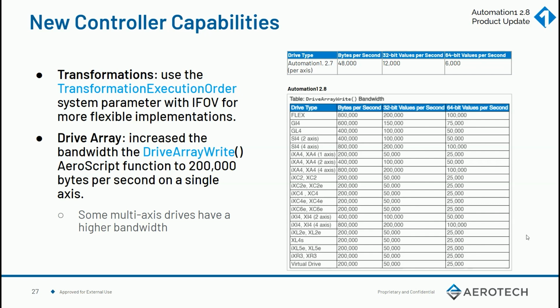In addition, we also added to the drive array to increase the bandwidth the drive array write can function at. It's now at 200,000 bytes per second on a single axis, with some multi-axis drives having a higher bandwidth. So the first table up above shows what we had in 2.7, where we had 48,000 bytes per second. And now many of these drives, especially multi-axis drives, can write up to, well, the highest one there was 800,000 bytes per second. This really increases the speed of writing to our drive array in Automation1.